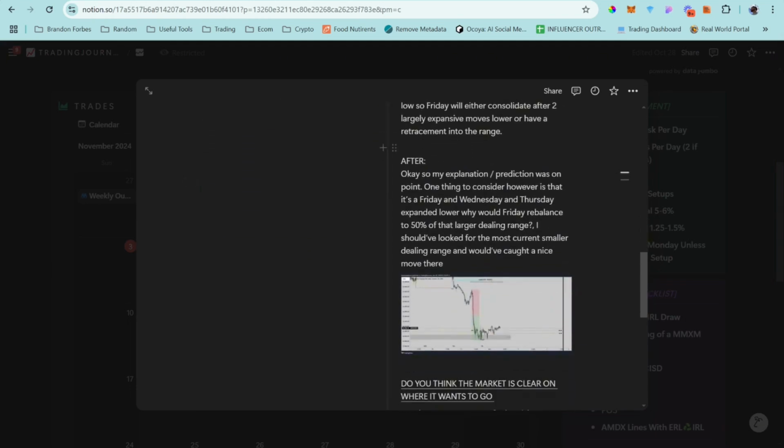So here we have after. This is what happened after the moves that already happened, and this is with hindsight. So okay, my explanation and prediction was on point. One thing to consider, however, is that it's a Friday, and Wednesday and Thursday expanded lower. So why would Friday rebalance to 50% of the larger dealing range when we could use this smaller dealing range? Okay, so I should have looked for the most current smaller dealing range and would have caught a nice move there.